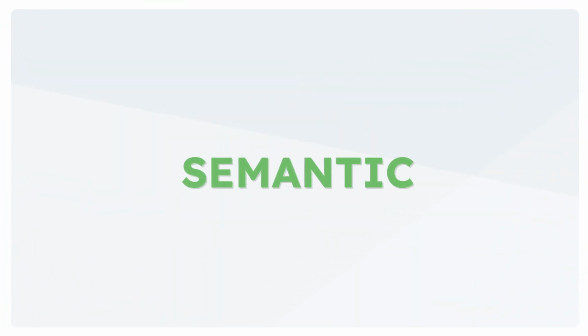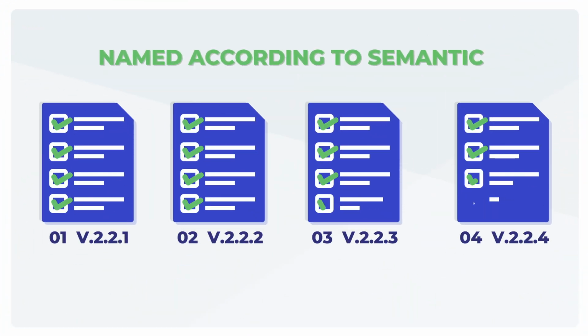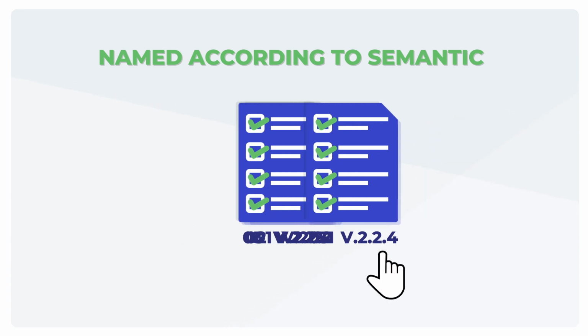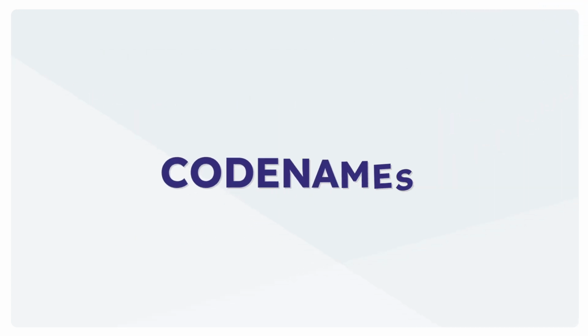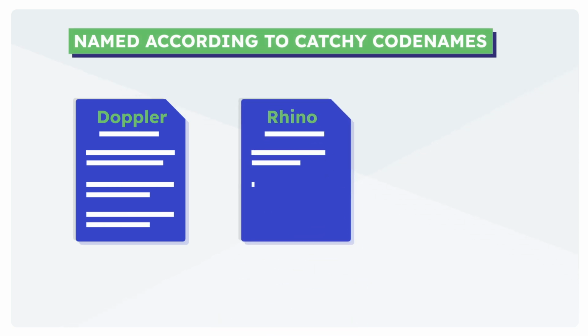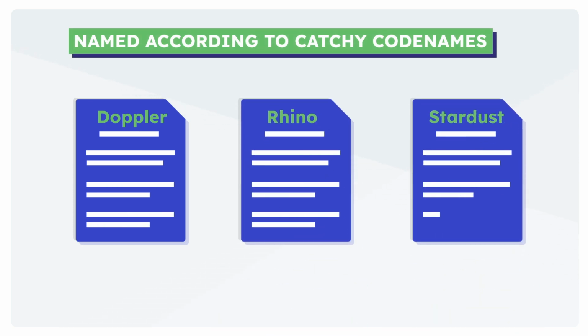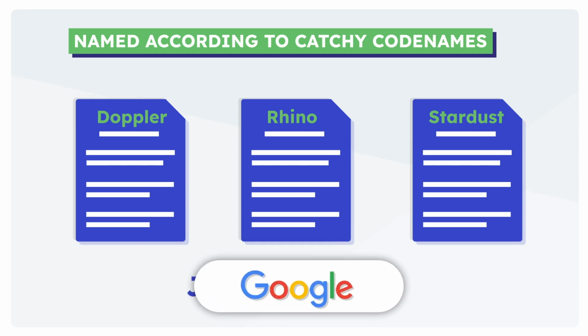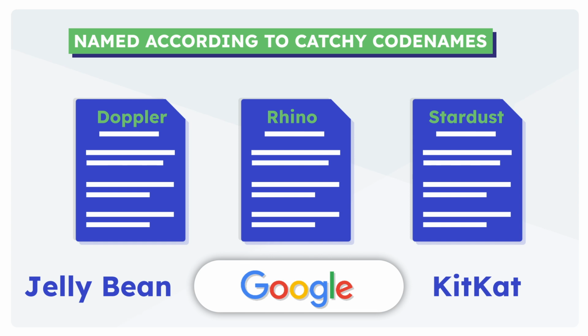Semantic. This approach is nothing but extended numeric versioning. The only difference is that here, there are predefined rules and guidelines to follow before coming up with the next release name. Code names. Some companies use code names for their product releases, which can be anything from animals to fictional characters. For example, Google has used code names such as Jelly Bean and KitKat for different versions of its Android operating system.